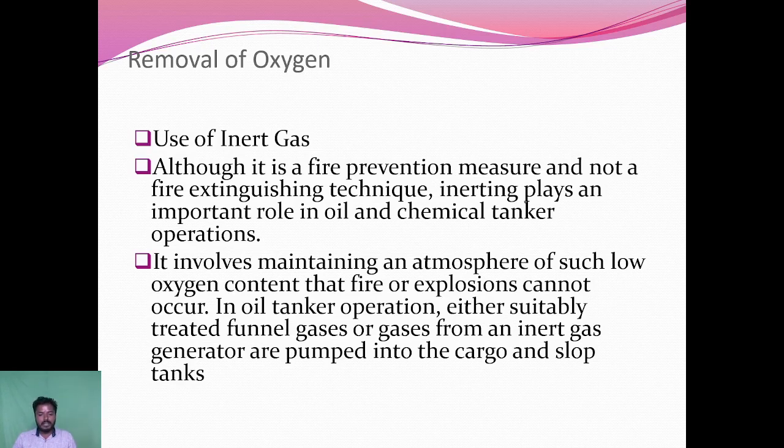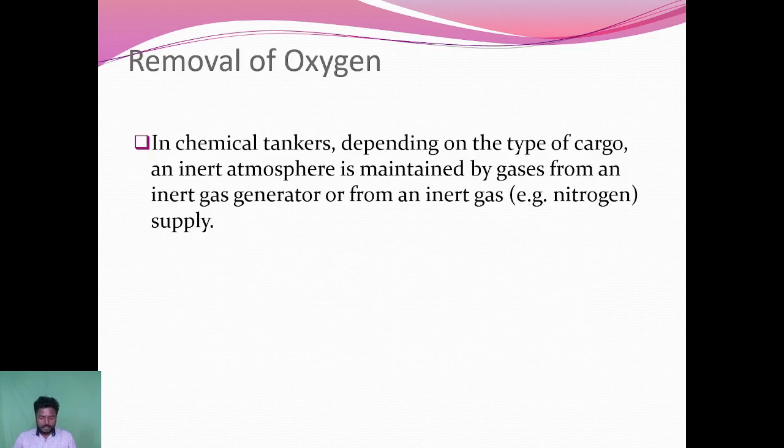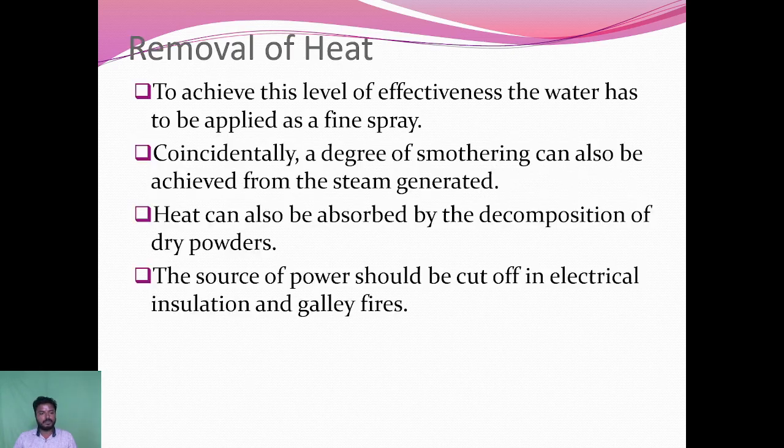In oil tanker operation, suitably treated funnel gas or gases from the inert gas generator are pumped into the cargo and slop tanks. In chemical tankers, depending on the types of cargo, an inerting atmosphere is maintained by gases from an inert gas generator or from an inert gas supply, for example nitrogen.